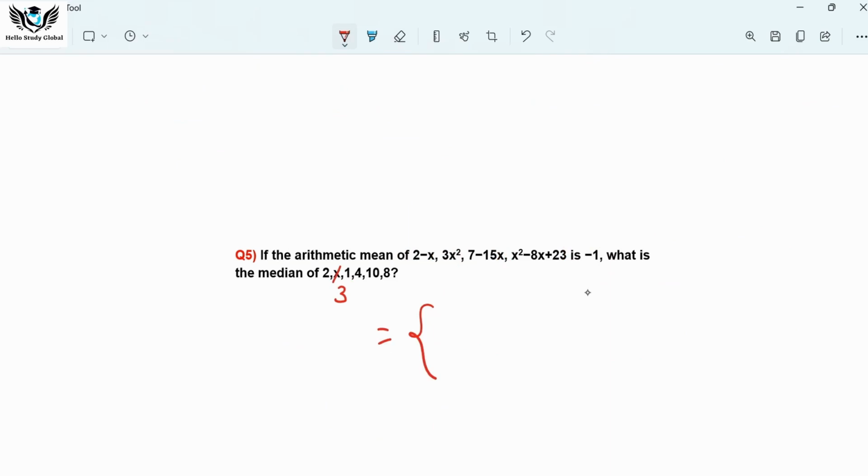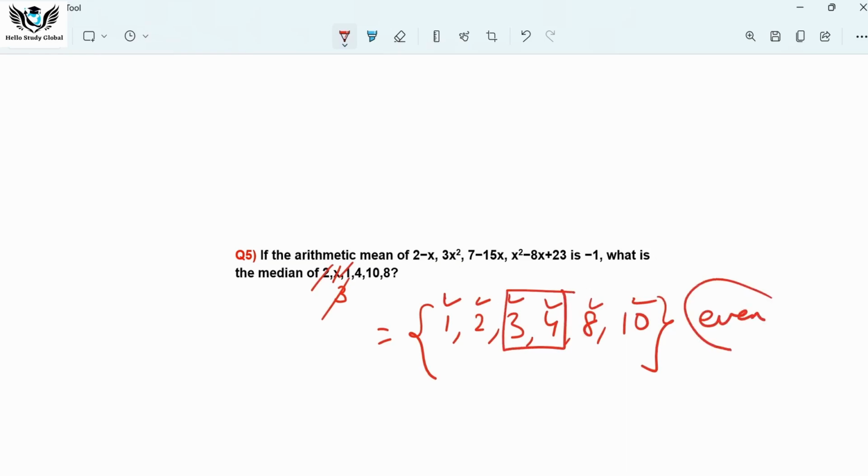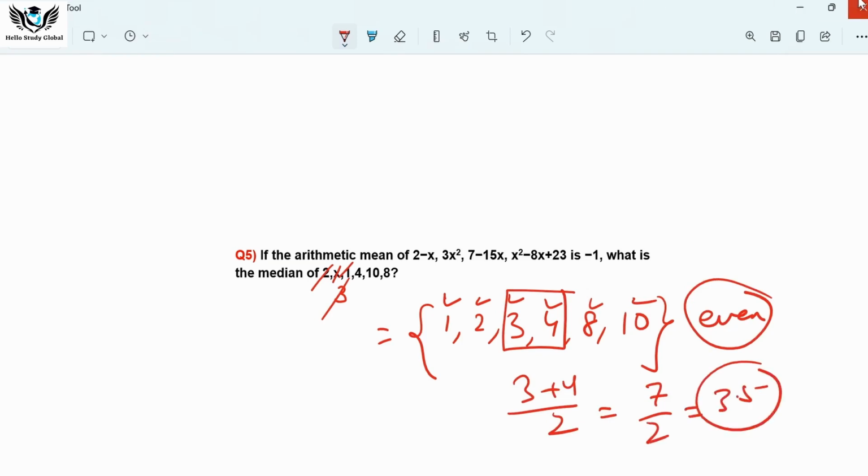Which is the smallest term? 1, then we have 1, then we have 2, then we have 3, then we have 4, then we have 8, then we have 10. How many terms? 1, 2, 3, 4, 5, 6 terms are there. So the middle 2, which is again an even number of terms, the average of the middle 2 would be the median. 3 plus 4 divided by 2, that is 7 divided by 2, 3.5 would be the correct answer.